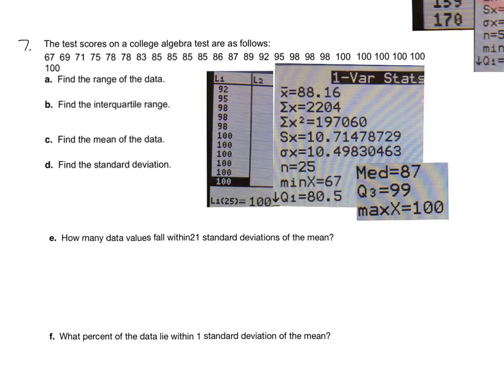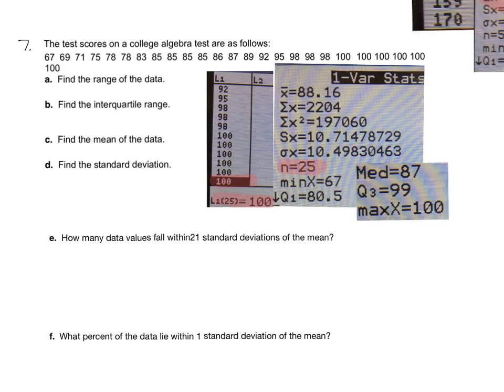And here just make sure your n value is 25. There are 25 pieces of data given to you. And here are the results of the one variable stat test.